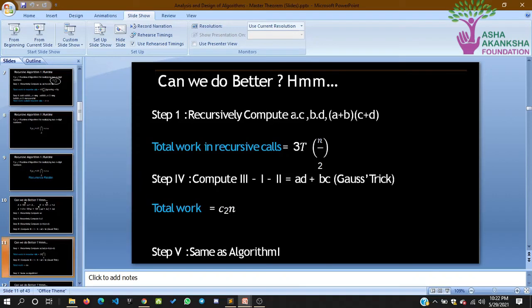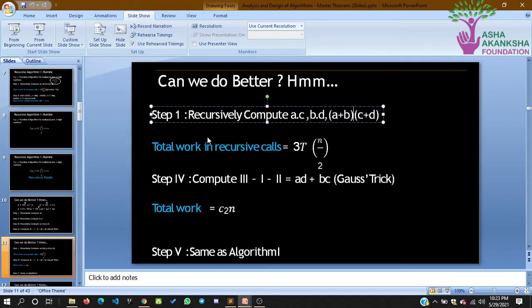So what you're doing, in how many scenarios are you doing multiplication? In the calculation of AC, BD, and this entire thing, you are doing overall 3 multiplications. In the case of AC and BD, it is obvious there you are doing multiplication. But in the case of A plus B and C plus D, you are calculating both of these things separately. And when you get those two things containing n by 2 number of digits, you just multiply both of them, and overall you are getting 3 multiplications.